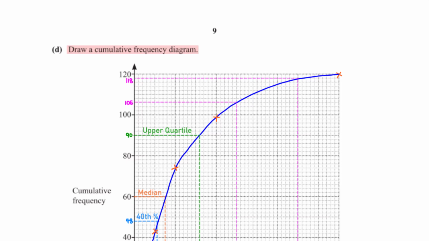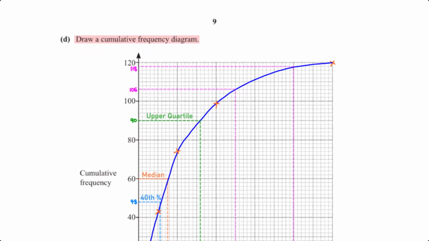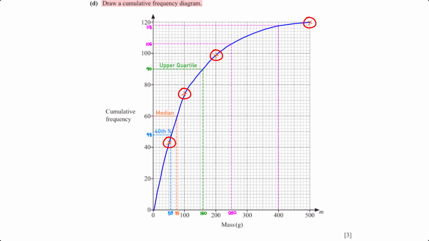Draw a cumulative frequency diagram. On the grid, we plot the points from the table in part C. When we are done, we connect the points with a smooth line.